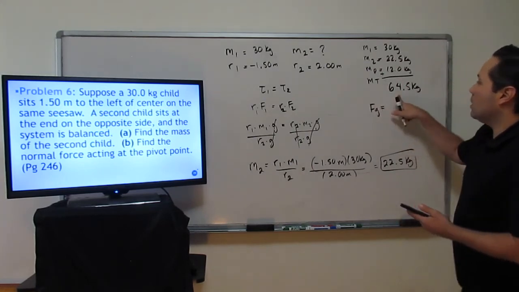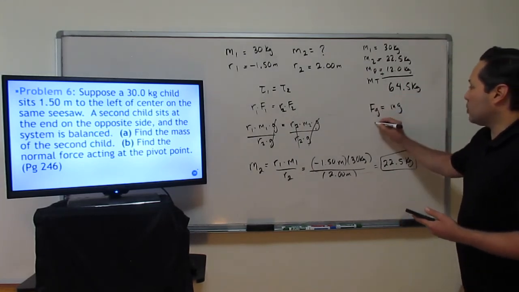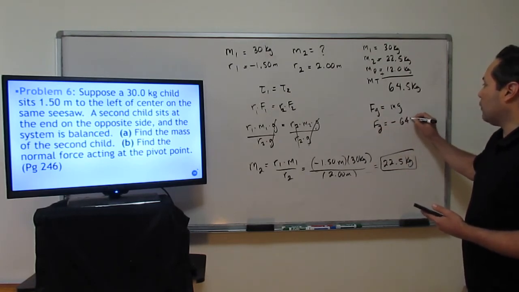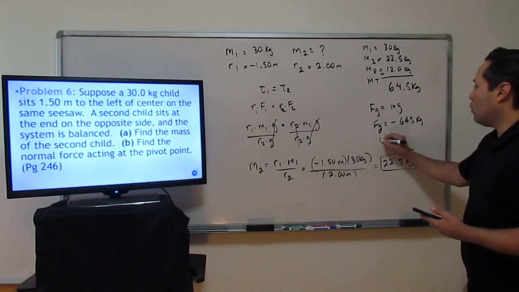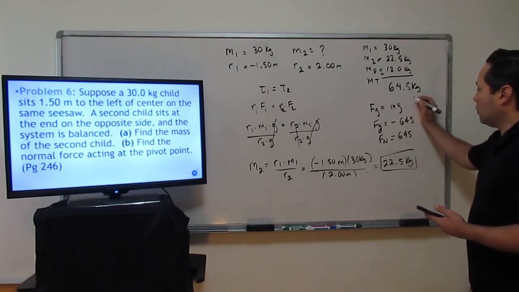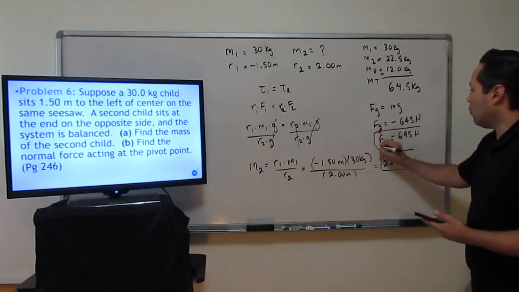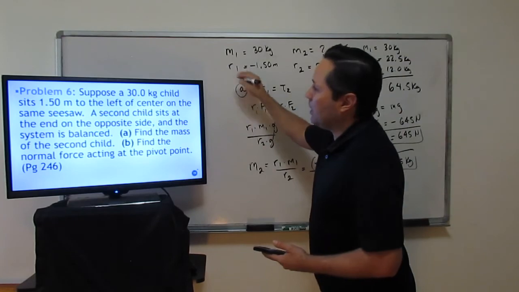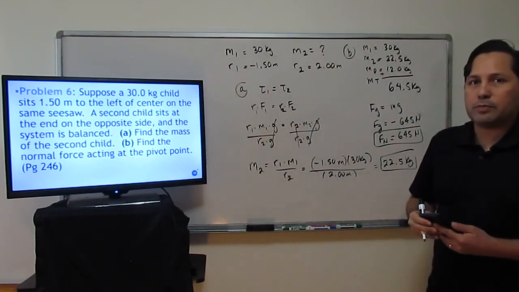So what will be the force due to gravity? It's going to be mass times gravity. So the force due to gravity is going to be negative 645 newtons. Therefore, the normal force is going to be positive 645 newtons. Alright, that will be part B, and this is part A. And that takes care of problem number 6.